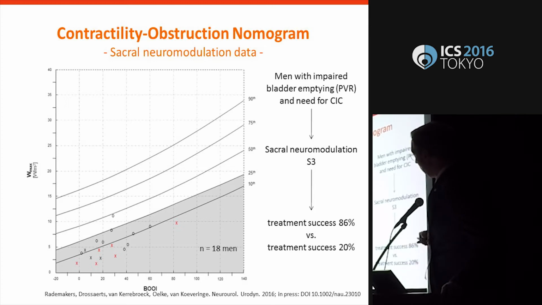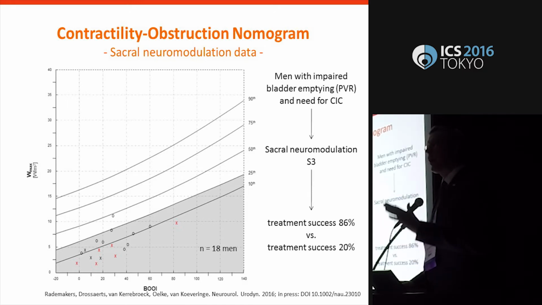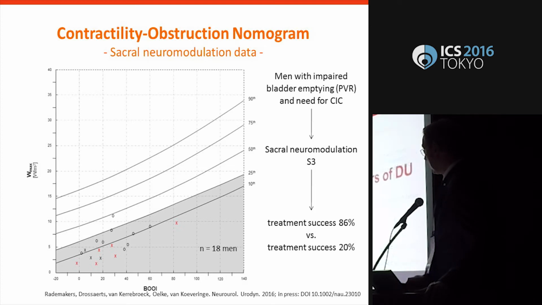And when we looked at the areas, if a patient was preoperatively between the 10th and the 25th percentile, he had a treatment success of 86%, and when they were below the 10th percentile, they had a treatment success of only 20%. This, by the way, is the first nomogram information about a man before sacral neuromodulation. We can now predict the treatment outcome in patients with sacral neuromodulation due to detrusor underactivity.